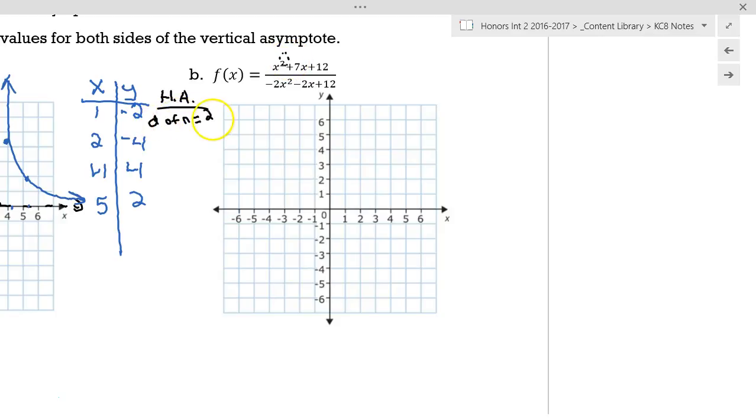Well, degree of n equals 2. Right, degree of d equals 2. 2 equals 2. Right? So the degree of my numerator equals 2, the degree of my denominator equals 2, and 2 equals 2.